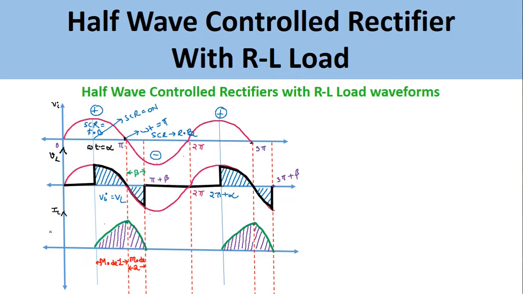In the load current, as I have explained, this is the actual waveform. From 0 to omega t is equal to alpha, there will be no waveform, and from omega t is equal to alpha to omega t is equal to pi plus beta, there will be a waveform. Again after omega t is equal to 2 pi plus alpha, we have the load current waveform as shown in the figure. So I hope you have understood the topic.